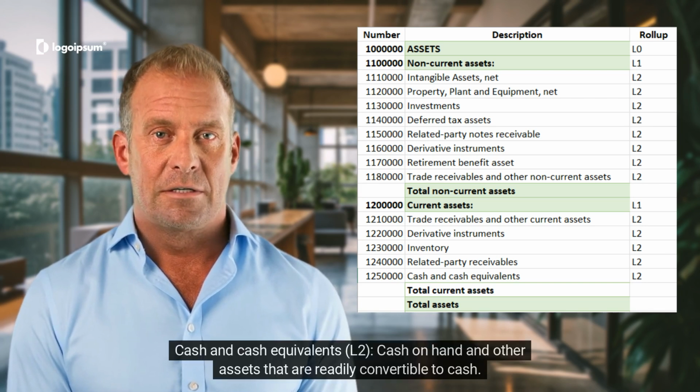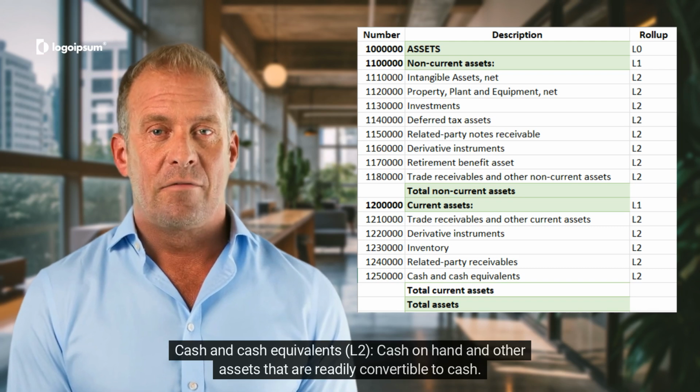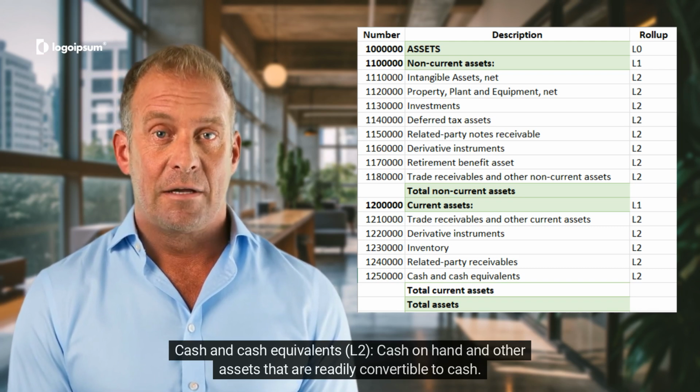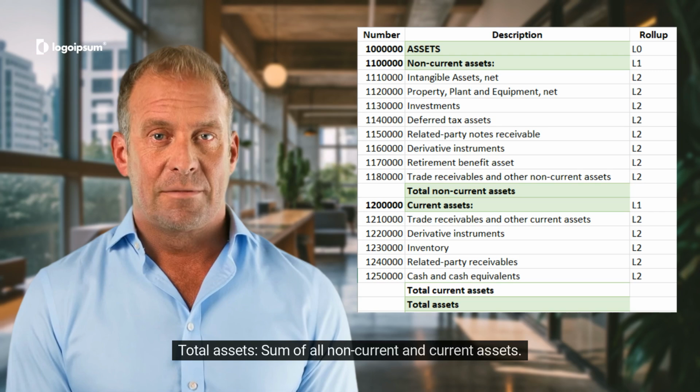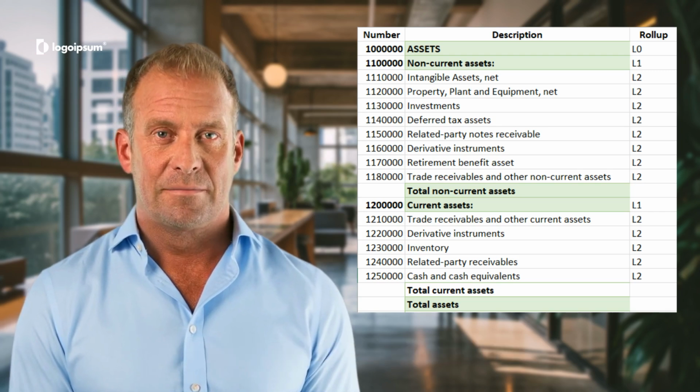Cash and cash equivalents, L2. Cash on hand and other assets that are readily convertible to cash. Total current assets, sum of all current assets. Total assets, sum of all non-current and current assets.